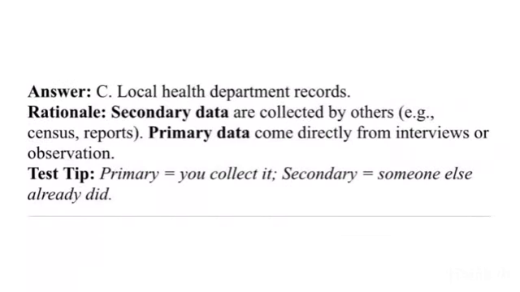Local health department records. Rationale: secondary data are collected by others, e.g., census, reports. Primary data come directly from interviews or observation. Test tip: primary equals you collect it, secondary equals someone else already did.